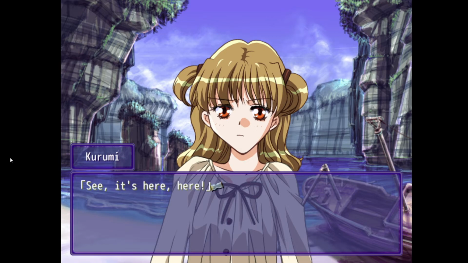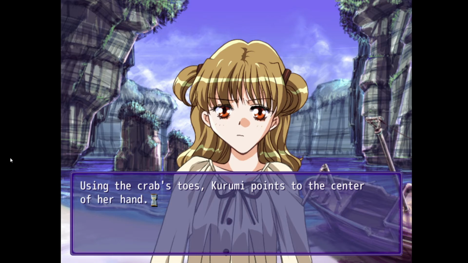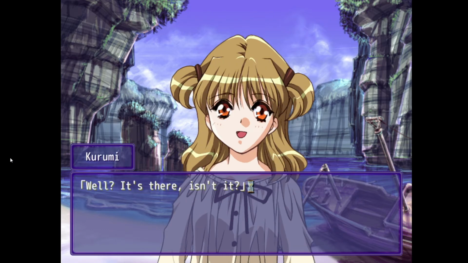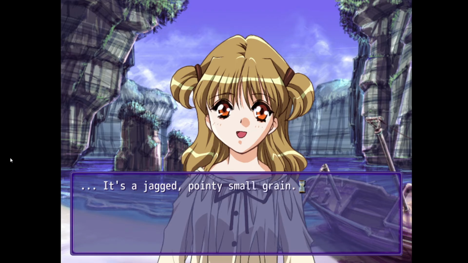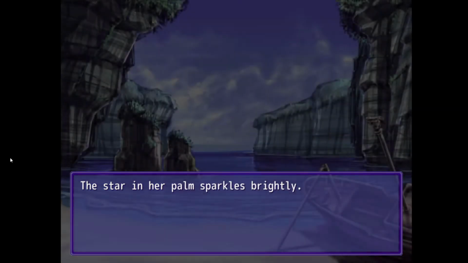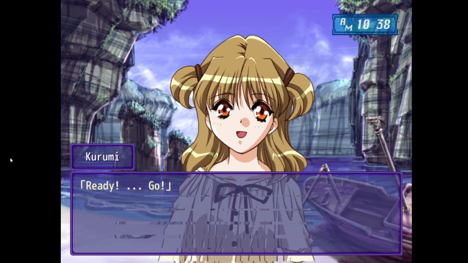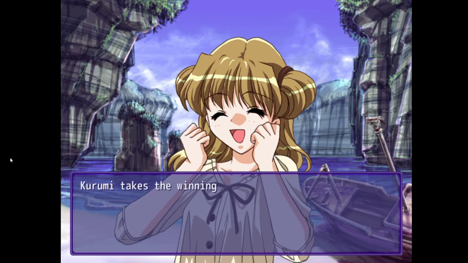There is! I see, it's here. Using the crab's toes, Kirby points to the center of her hand. Looking closely, there certainly is something. Wasn't there, isn't it? It's a star sand. Oh, okay. It's a jagged, pointy, small grain. It's not the bell, but a star sand. The star in her palm sparkles brightly. Ready, go! Go! Go! Okay, some more sumo.